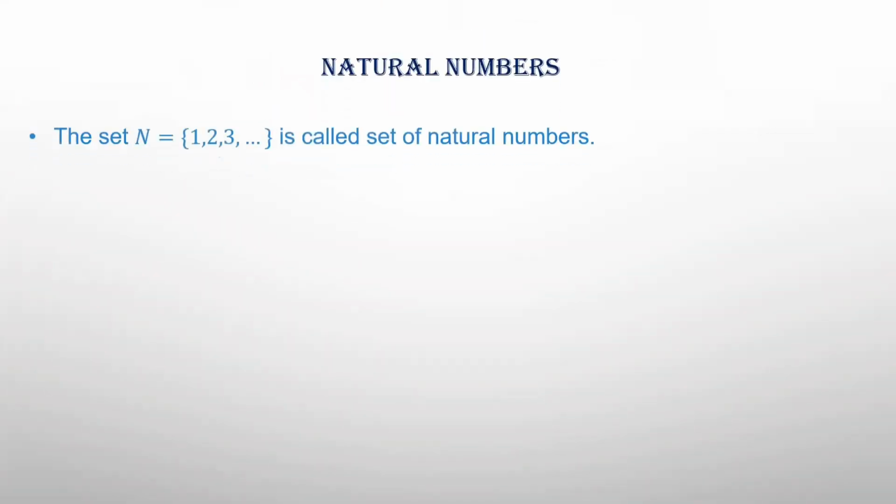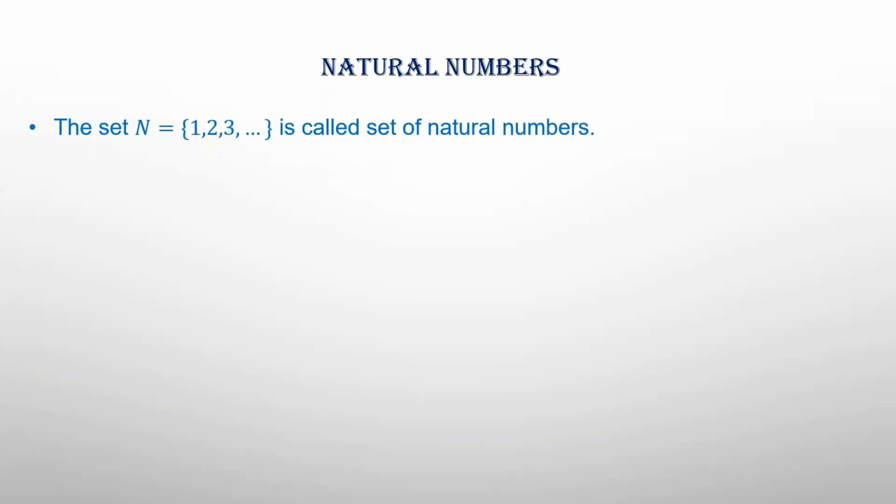Natural numbers. The set capital N is called the set of natural numbers. It contains 1, 2, 3, 4 and so on, meaning all the positive numbers, and it is denoted by capital N.